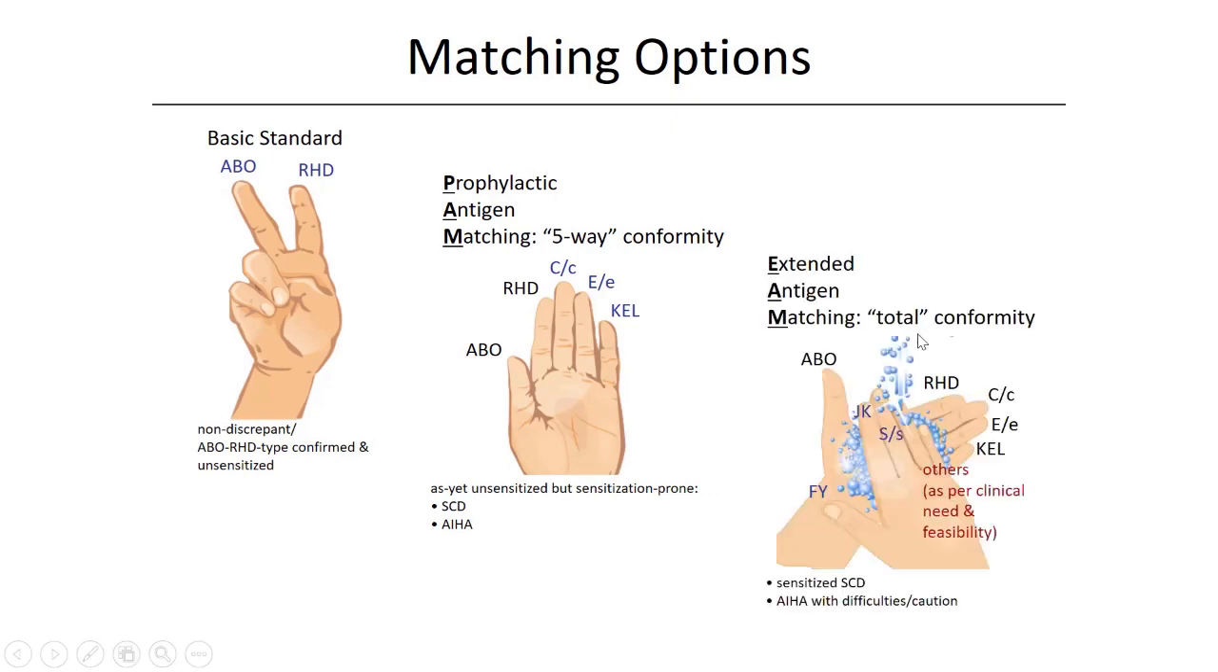The extended antigen match brings it up another level. It includes the Kidds, the Duffys, and the S match.